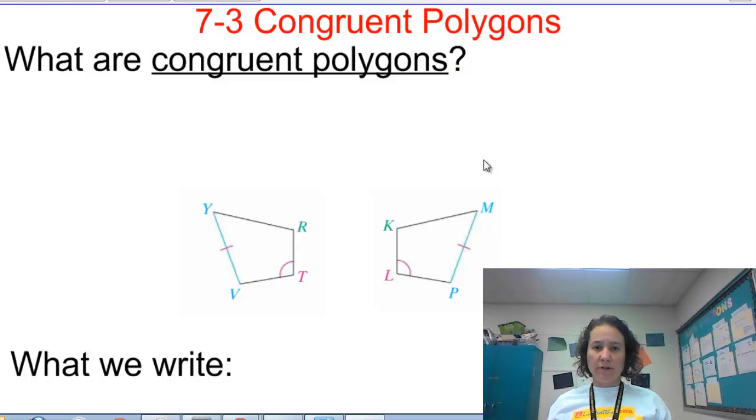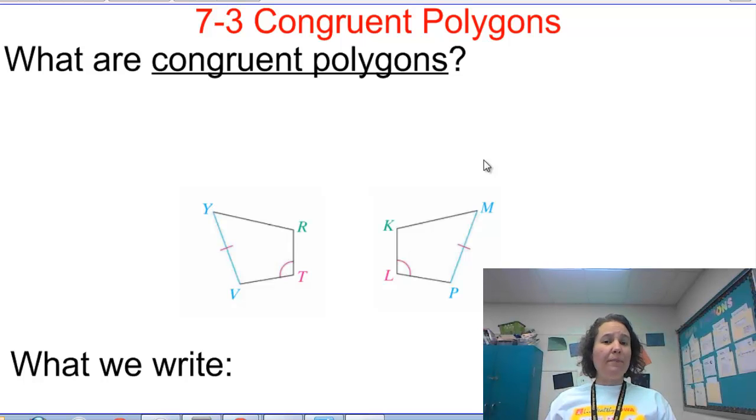Guys, today we're going to talk about congruent polygons. And so the first thing we need to know is what are congruent polygons. The big thing to remember is that in math, anytime you see the word congruent, you know that you're talking about things that are basically the same or equal. So in the past, we've talked about similar figures where they are the same shape but not the same size. When we talk about congruent, we're talking about the same shape and the same size if we're talking about polygons.